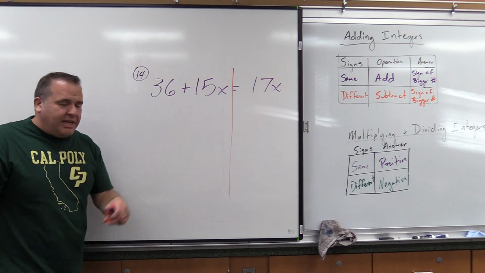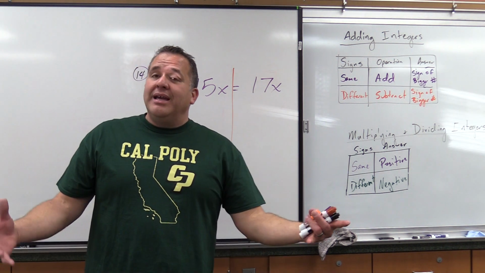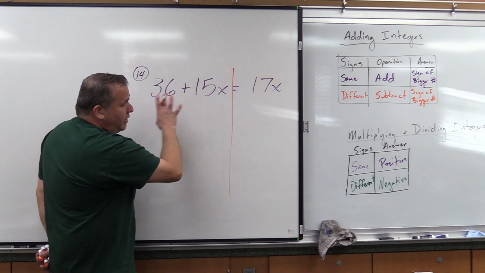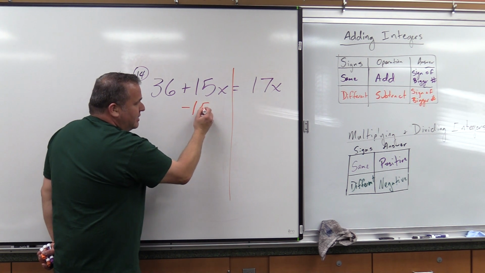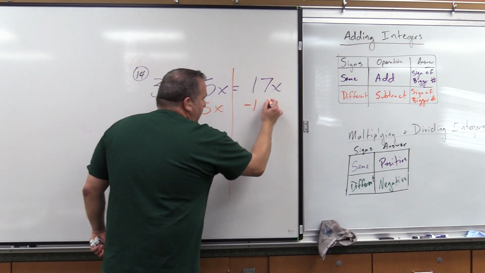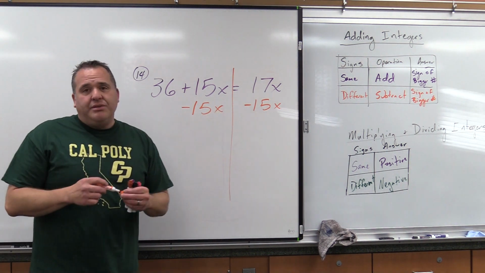So here we go, 15x. We're going to get rid of that one. So how do we get rid of a positive 15x? Negative 15x. Now notice there were no signs to change, so we didn't change any signs. We're going to get rid of the 15x with a negative 15x. You see that? Do it to this side and do it to this side. You always do the same thing to both sides of the equation.